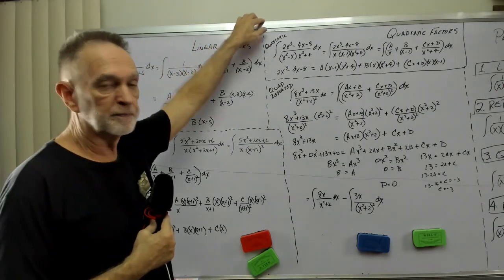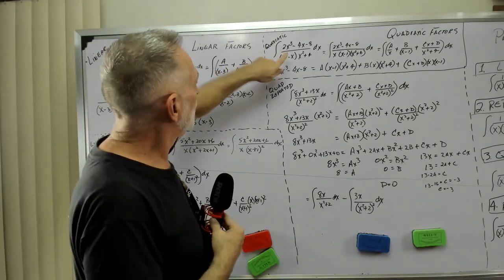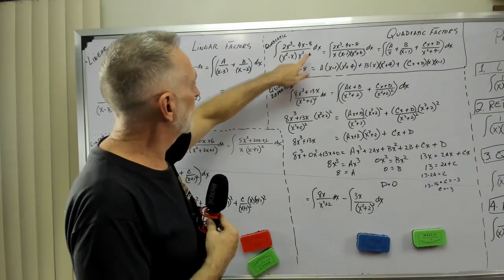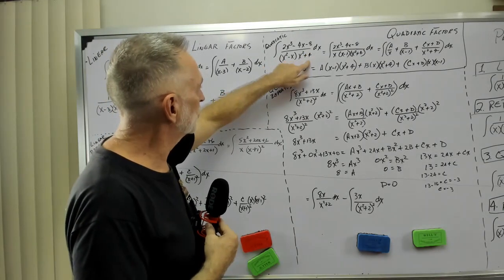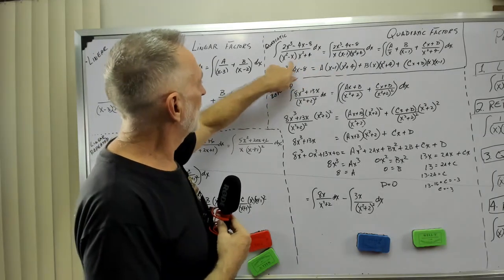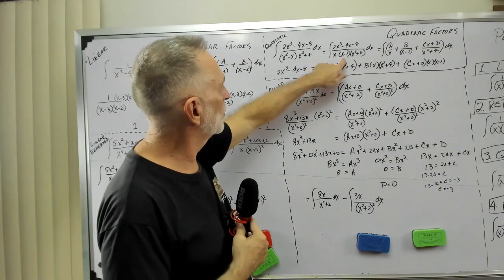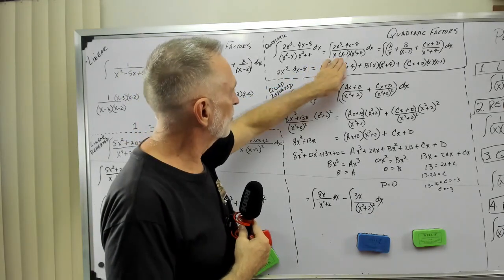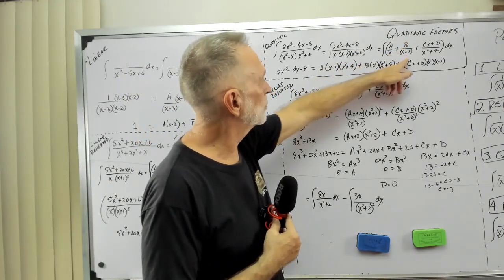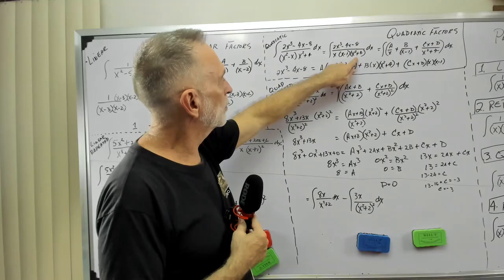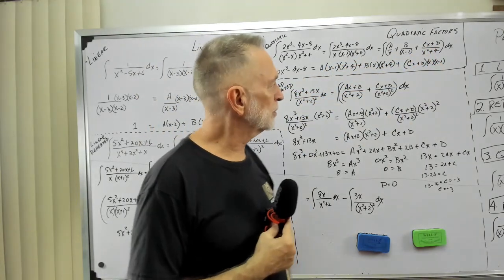Quadratic terms. Let's see, we have 2x cubed minus 4x minus 8 over x squared minus x times x squared plus 4. I can pull an x out of this term and I end up with x times x minus 1. So those are linear terms. I know how to handle those with A over x plus B over x minus 1. The quadratic term, Cx plus D over x squared plus 4.